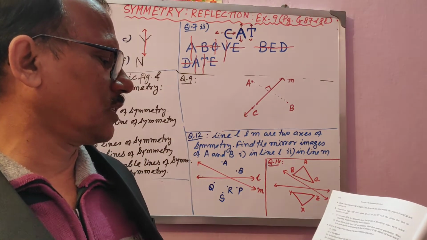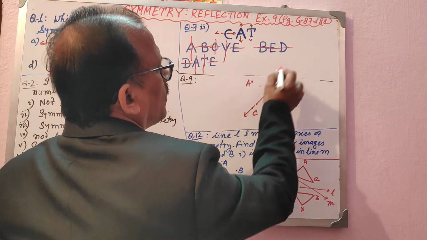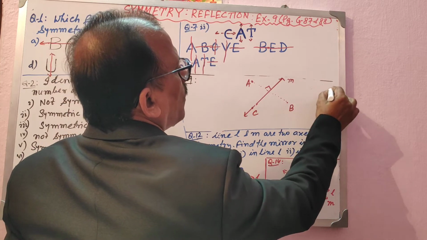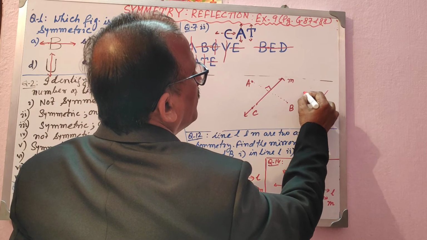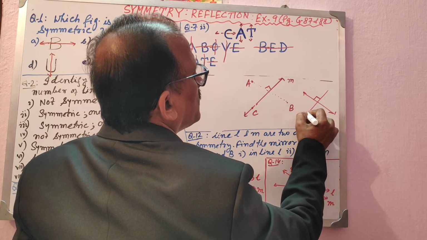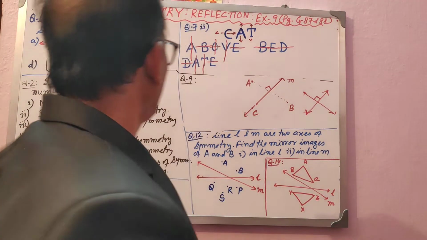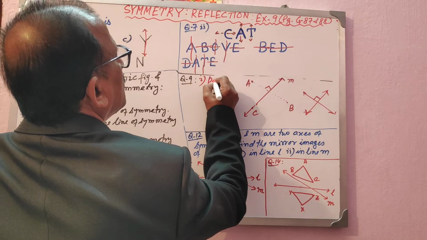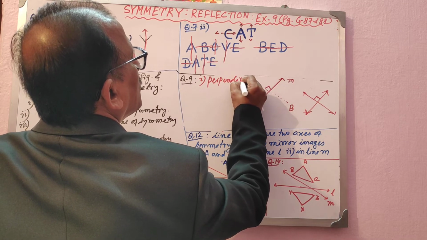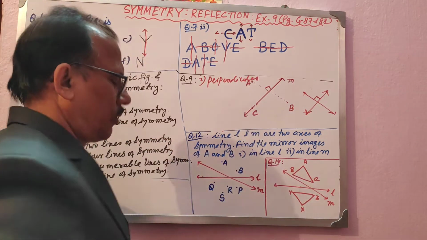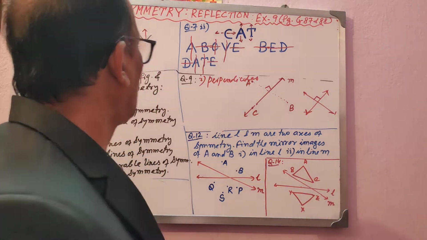So what are the questions given to you? AB is perpendicular to line M. Some line is falling exactly at 90 degrees. Here they are forming 90 degrees, which means they are perpendicular to each other, isn't it? So AB is perpendicular. The first word we write down is perpendicular. Okay. Now, the image of point C is the point C only.